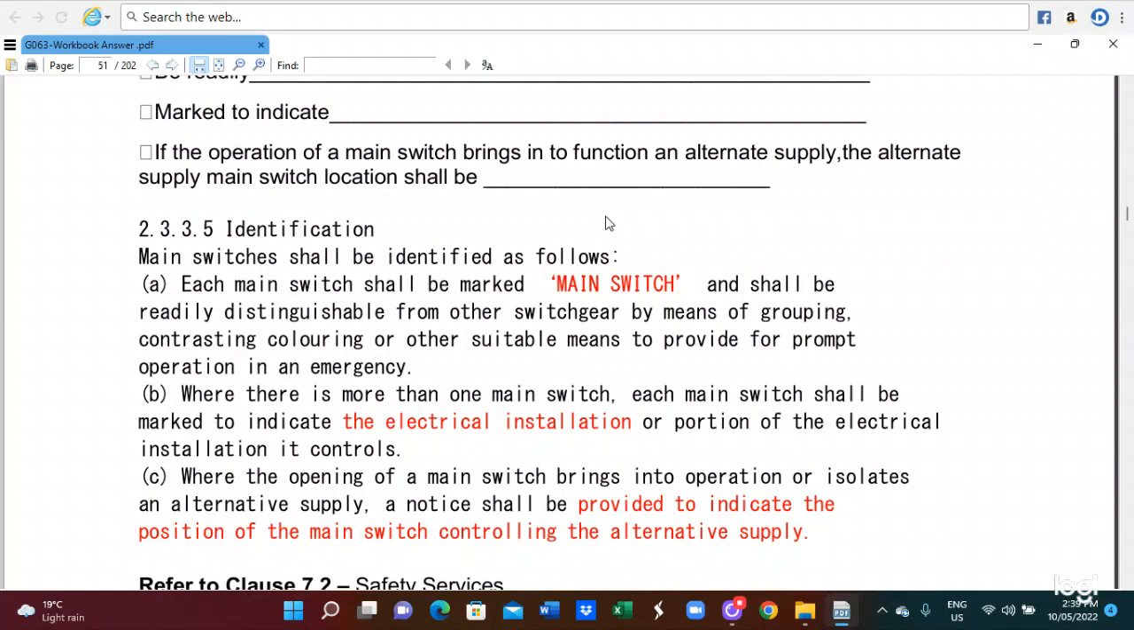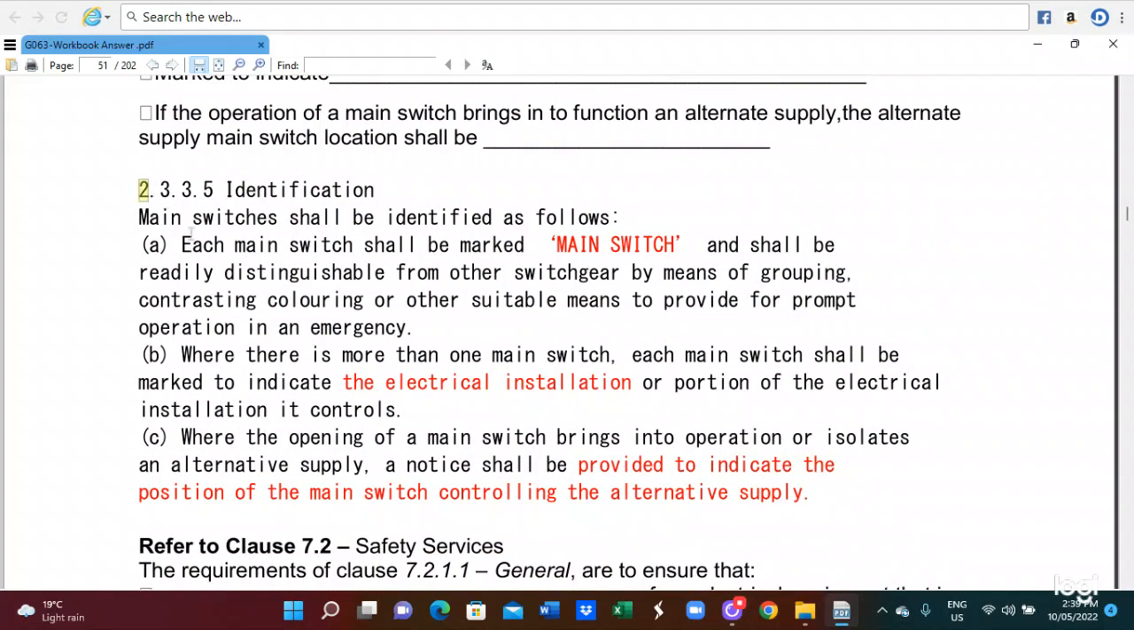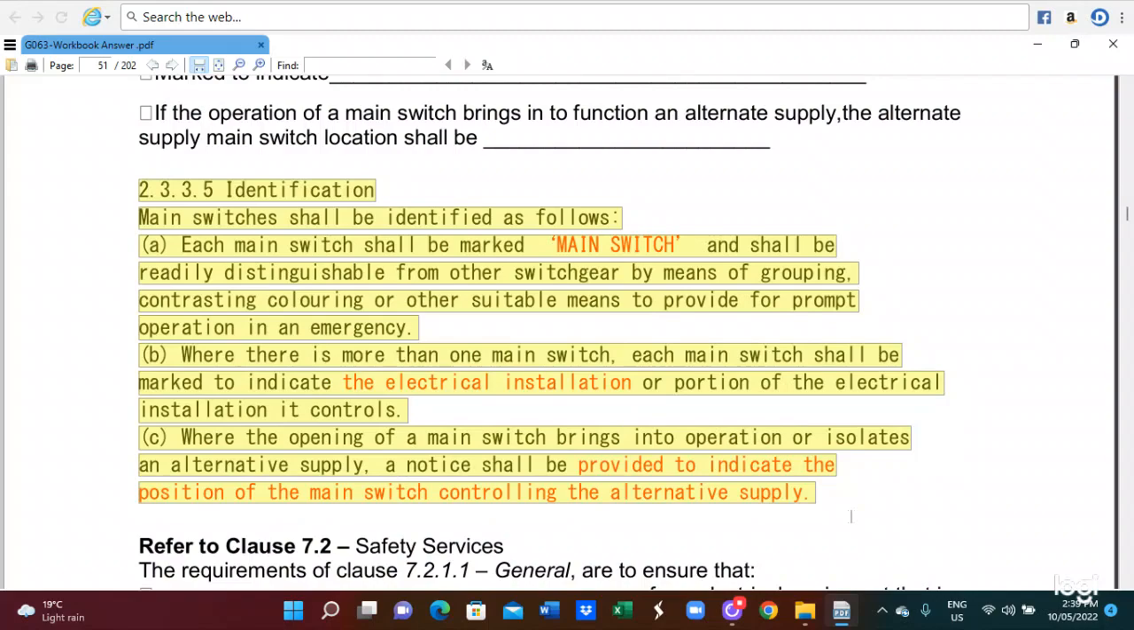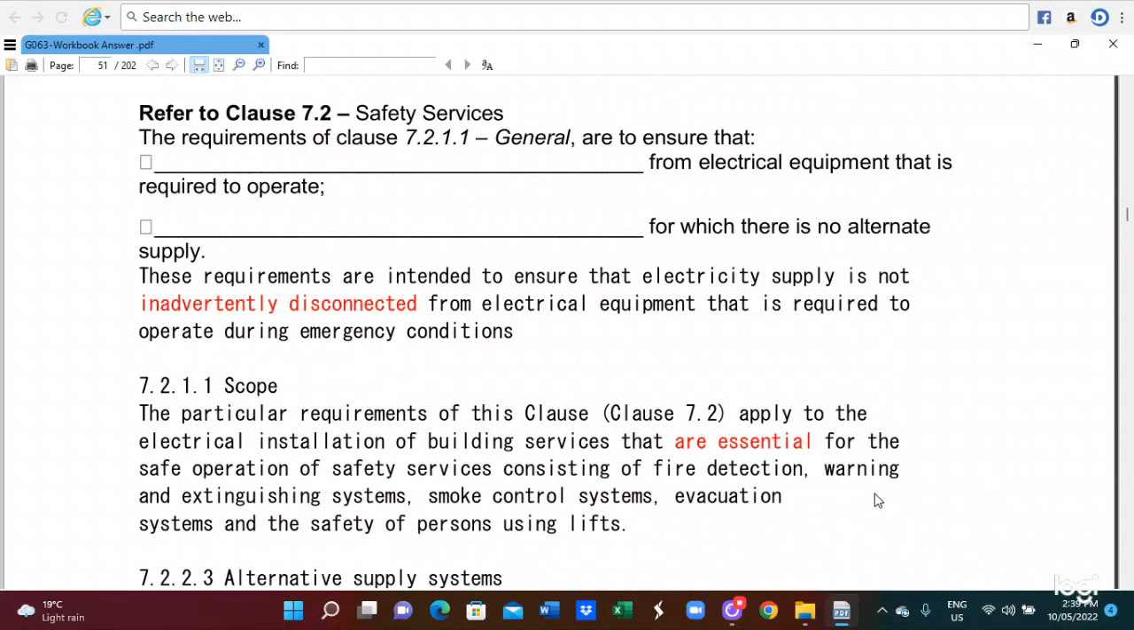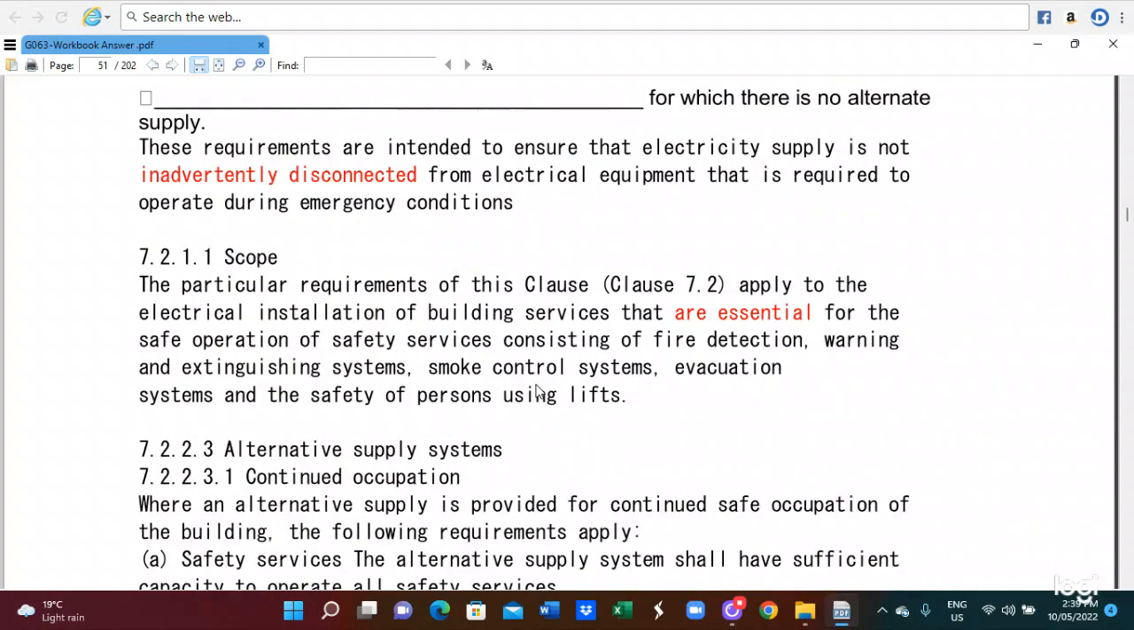2.3.3.5 is the identification of the main switch. They mention that the main switch should be identified. So this is 2.3.3.5, the main switch identification procedure. Also, there is a requirement to identify it to ensure the electrical supply is not inadvertently disconnected, since they are required to operate during an emergency situation. So this is also important.